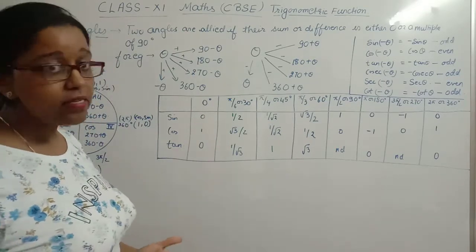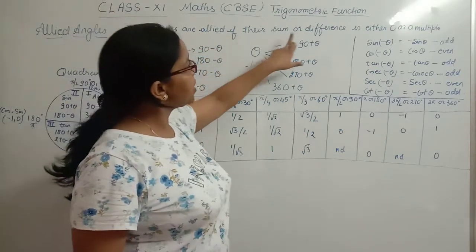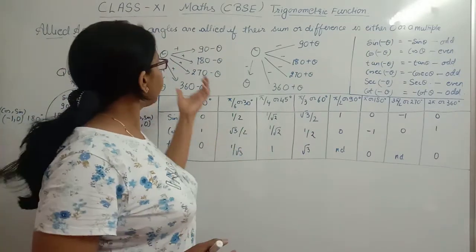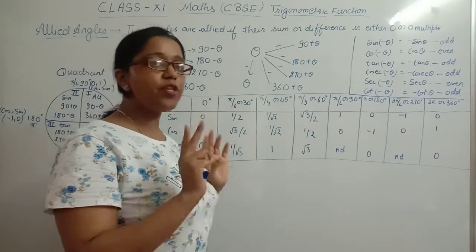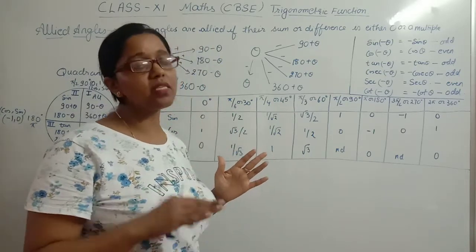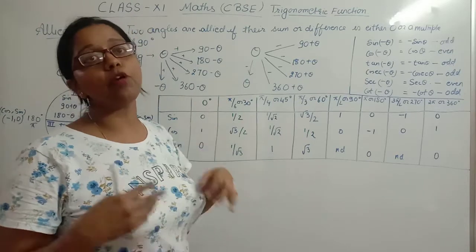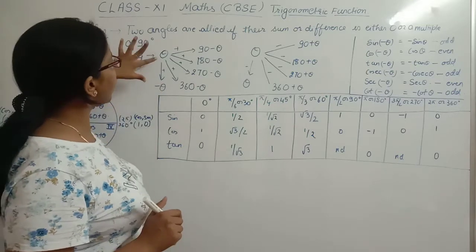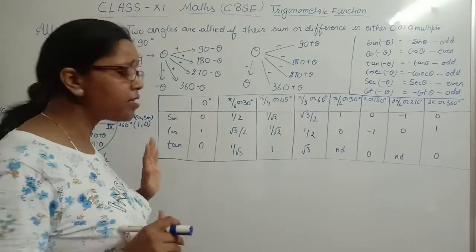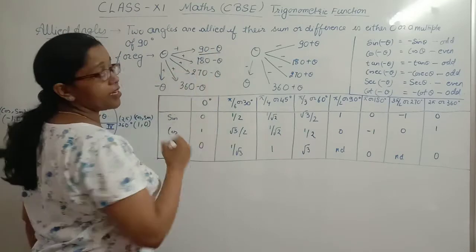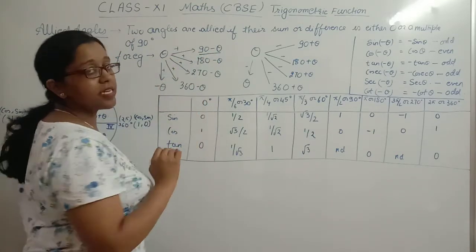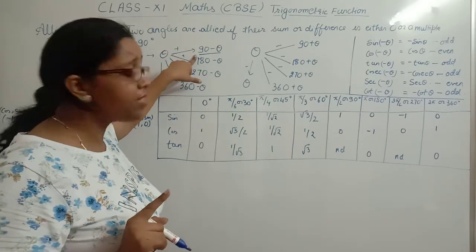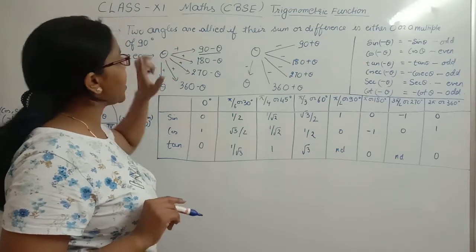What are allied angles? Two angles are said to be allied if their sum or difference is either 0 or a multiple of 90. For example, suppose you have two angles, and their sum or difference comes equal to 0 or a multiple of 90, then they are said to be allied angles. I have just taken any angle as theta. Clear? Now, if I take 90 minus theta, when I add theta with 90 minus theta, I am left only with 90. It is a multiple of 90, so 90 minus theta is an allied angle of theta.